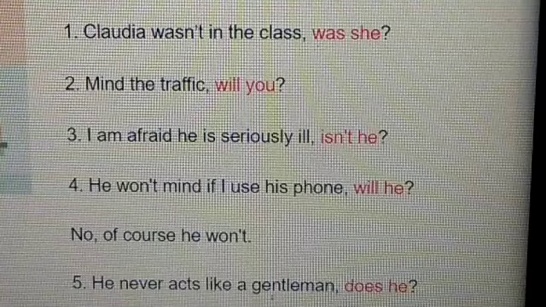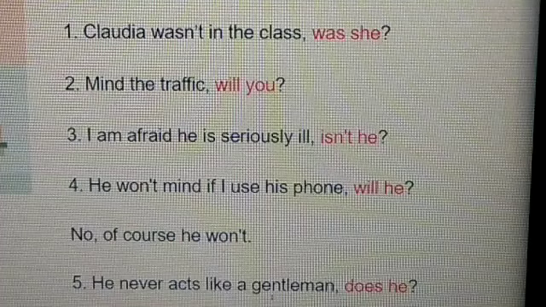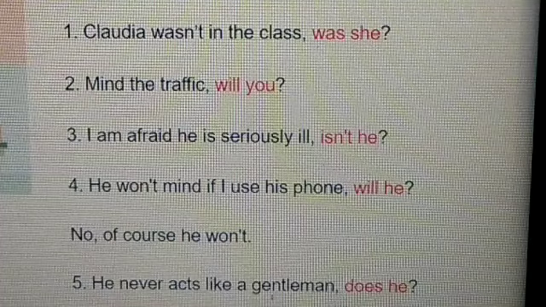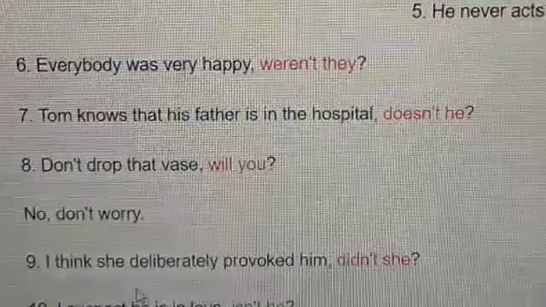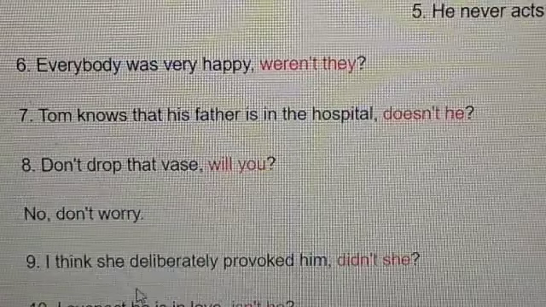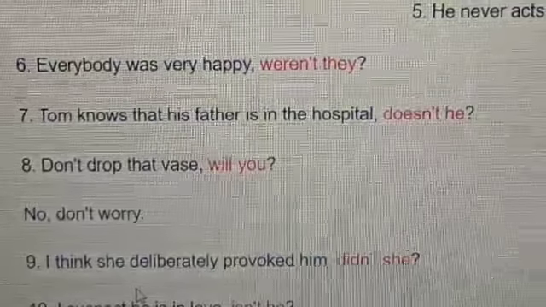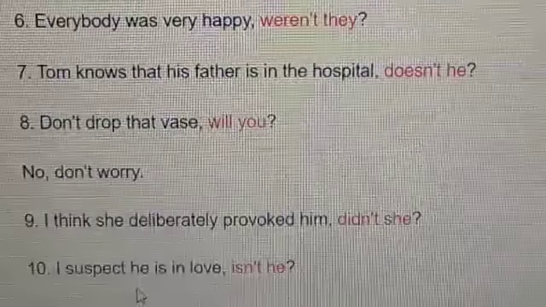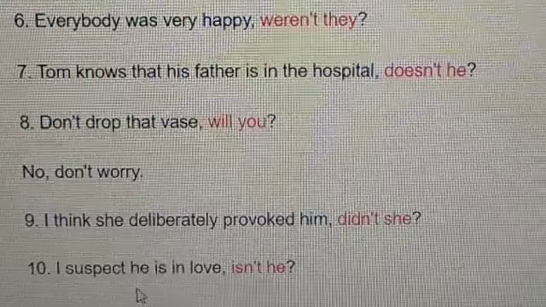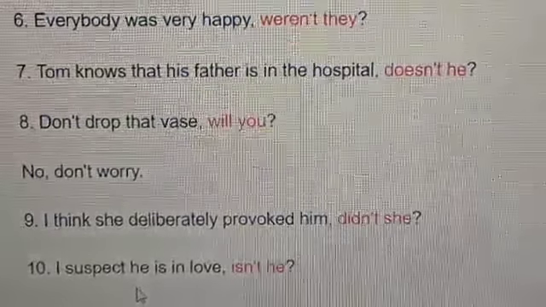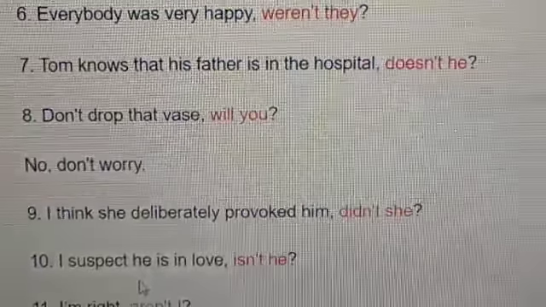won't. Fifth one, you see, he never acts like a gentleman, does he? Everybody was very happy. I told you, everybody means you have to use they. So, weren't they? Okay. Tom knows that his father is in the hospital. Doesn't he? Don't drop that vase, will you?